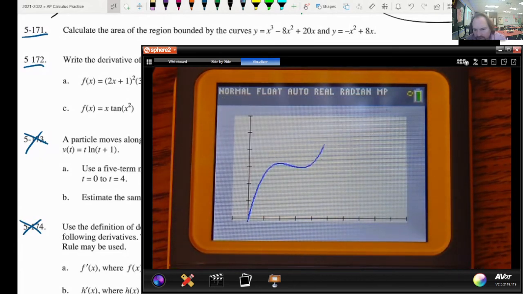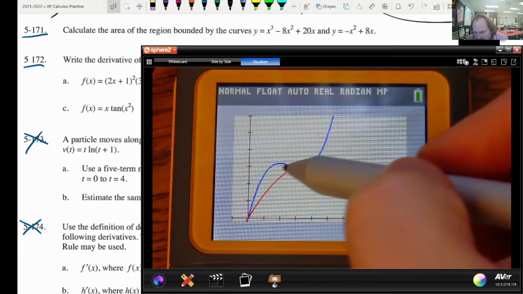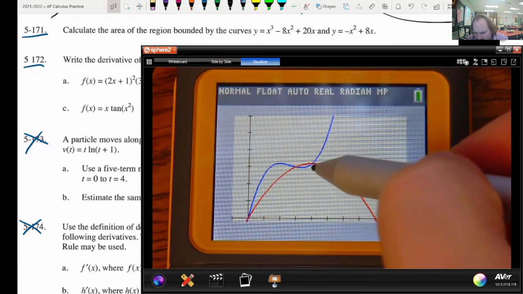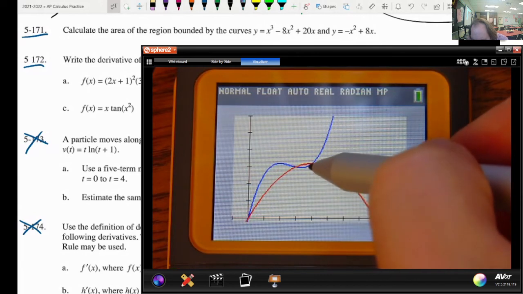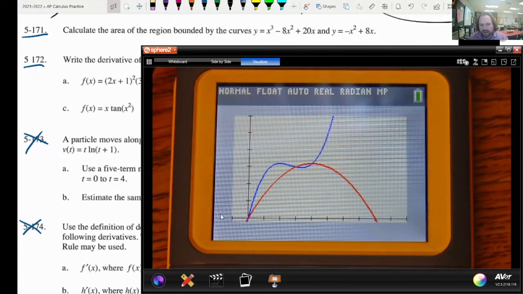There is the first graph in all of its glory, and here's the second graph right there. Now that's interesting because when we say calculate the area of the region bounded by, if you're looking carefully, we actually have two regions to worry about. We have two different spaces here. These two graphs cross twice, once there and once there. This looks like it's x equals 3 and x equals 4, but I don't know. These are probably going to be weird decimals, so let's do some writing.